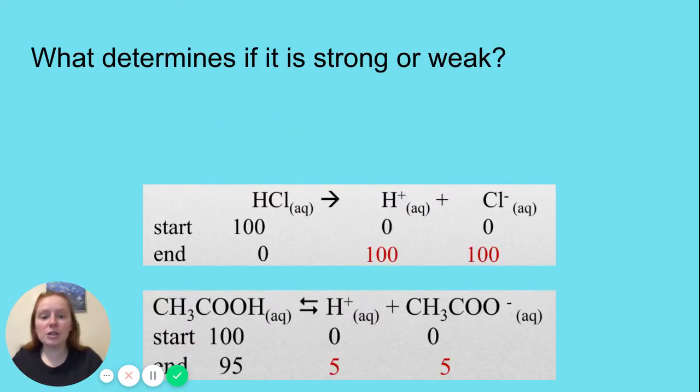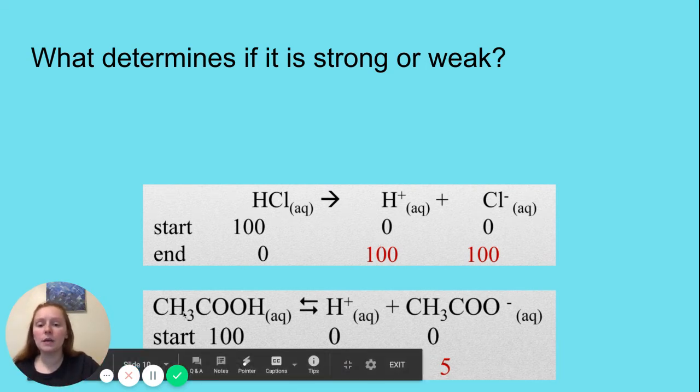Okay, again, with dissociation here. If you look at this chemical formula right here, hydrochloric acid dissolves into H+ and Cl- in an aqueous solution. That's what that AQ means. Basically, if you put HCl in water, all of it is going to dissolve. So at the start of a reaction, we have 100% HCl, but at the end of that dissolving, we have 0% HCl, and 100% of it has turned into H+ and Cl-. But a weak acid is not going to do that.